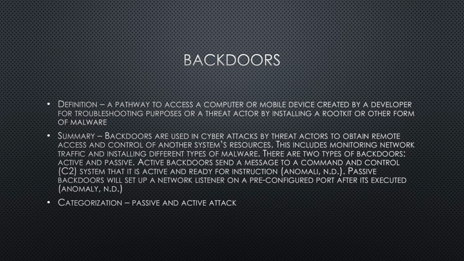There are two types of backdoors, active and passive. Active backdoors send a message to a command and control system that it is active and ready for instruction. Passive backdoors will set up a network listener on a pre-configured port after it's executed. Backdoors can fall into the category of passive and active depending on the type of backdoor used in an attack.